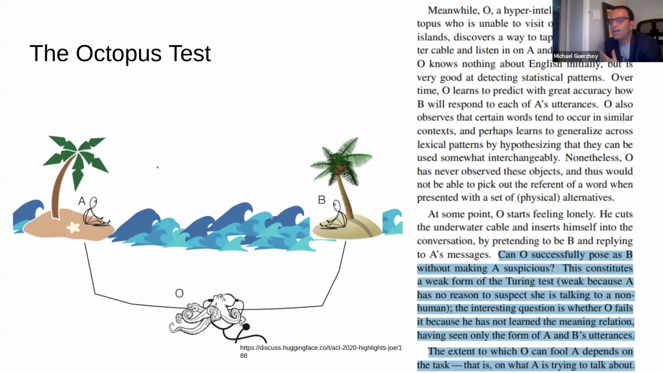So first, very quickly, the Octopus test. You have A and B on two desert islands communicating via undersea cable, via telegraph, and you have the hyper-intelligent Octopus O who intercedes and, after listening in for a while, tries to imitate A and B, pretending to be one or the other. The claim in the paper is that it can work, but it can only work so far, because if we're talking about conversations that require understanding some kind of world model, the claim is that it's not going to work.